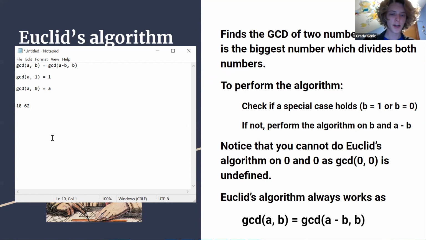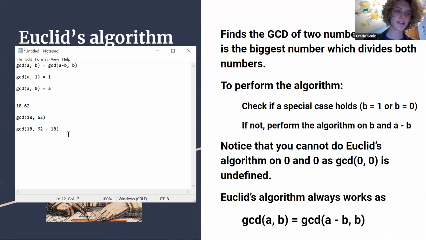So 18 and 62. First up, what we want to do is find the GCD of 18 and 62. The way we're going to do this is first we check, is 18 1 or 0? No, it is not. 62 1 or 0? No, it is not, as it happens. So we carry on, and to perform this step, first we find the bigger of the two, it's 62, just to make sure all our numbers stay positive. It's always useful for things to stay positive. 62 is the bigger number, so we will now replace this with the GCD of 18 and 62 minus 18.